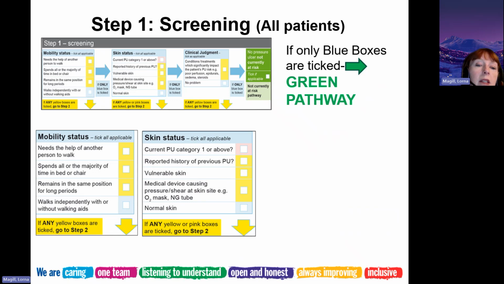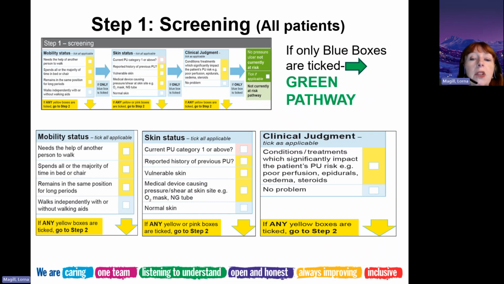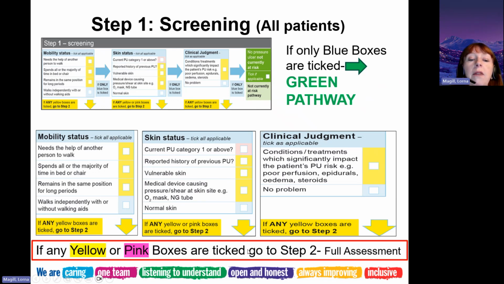While the Purpose T pressure ulcer risk assessment tool is based on very robust evidence, it does not negate the need for the use of our clinical judgment. And there are 2 main triggers as we work through the tool where we're reminded of the importance of our clinical judgment. So here we think of patients who may have a condition or be undergoing treatments which would significantly impact their pressure ulcer risk. That may be something like poor perfusion, an epidural, a lot of edema, or steroids. Any of those risk factors would give us a yellow box and we would proceed to the full assessment. So throughout step 1, if any of the yellow or the one pink box has been ticked, we move directly to step 2, the full assessment.